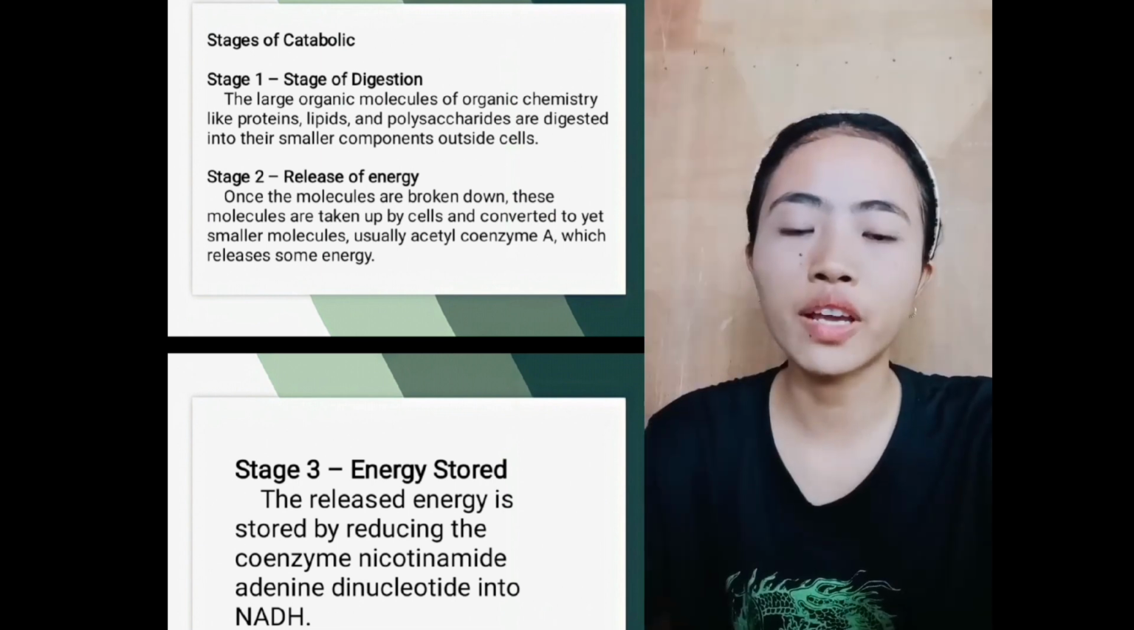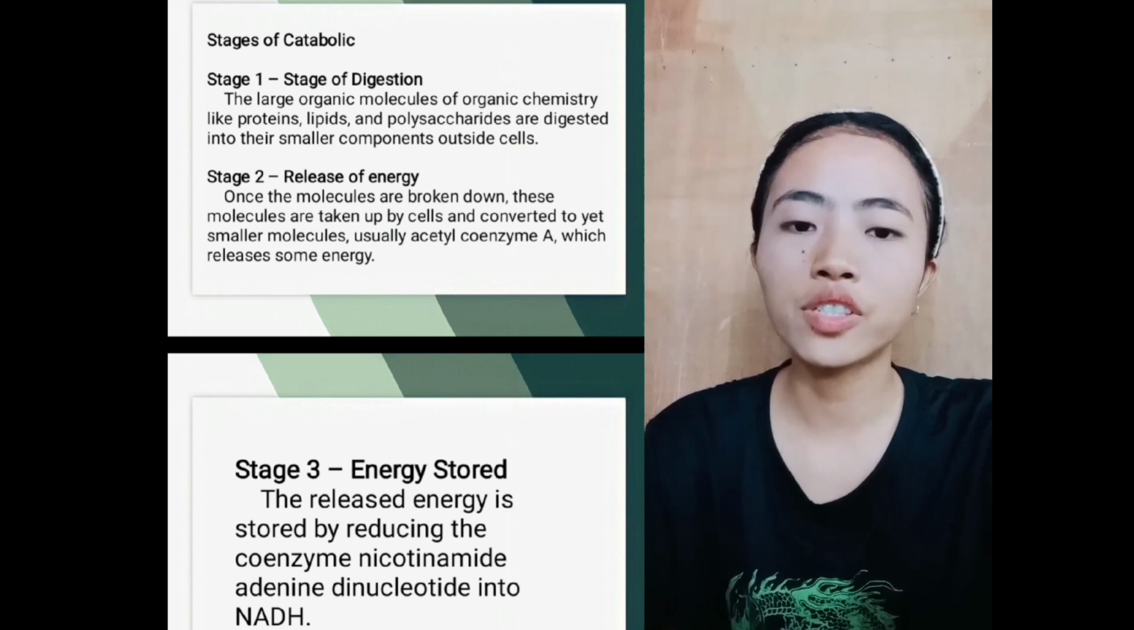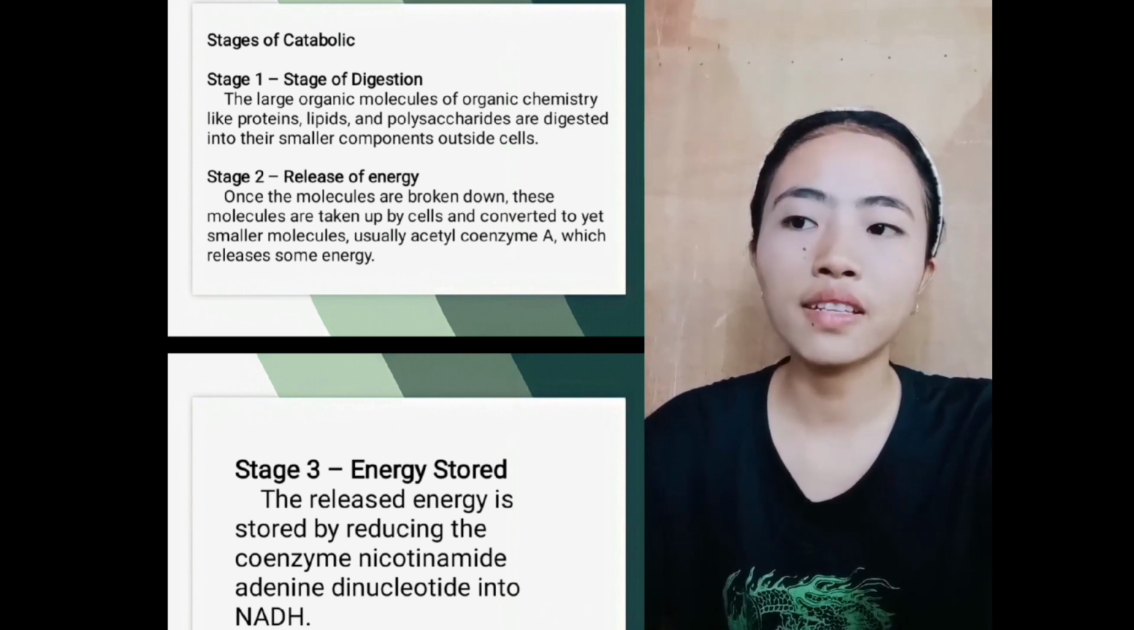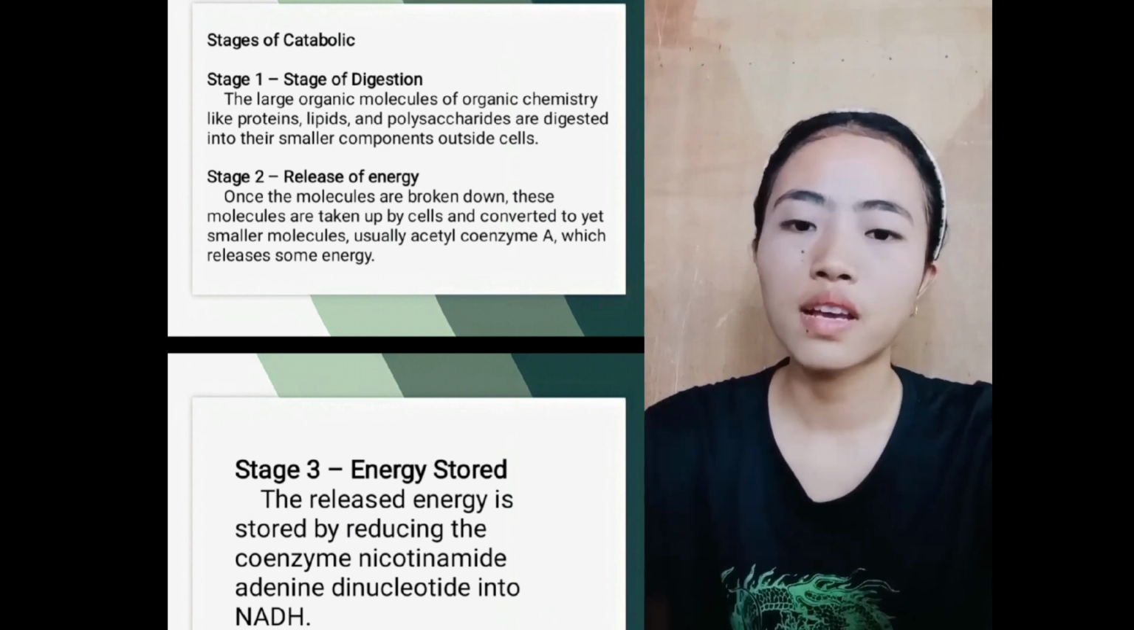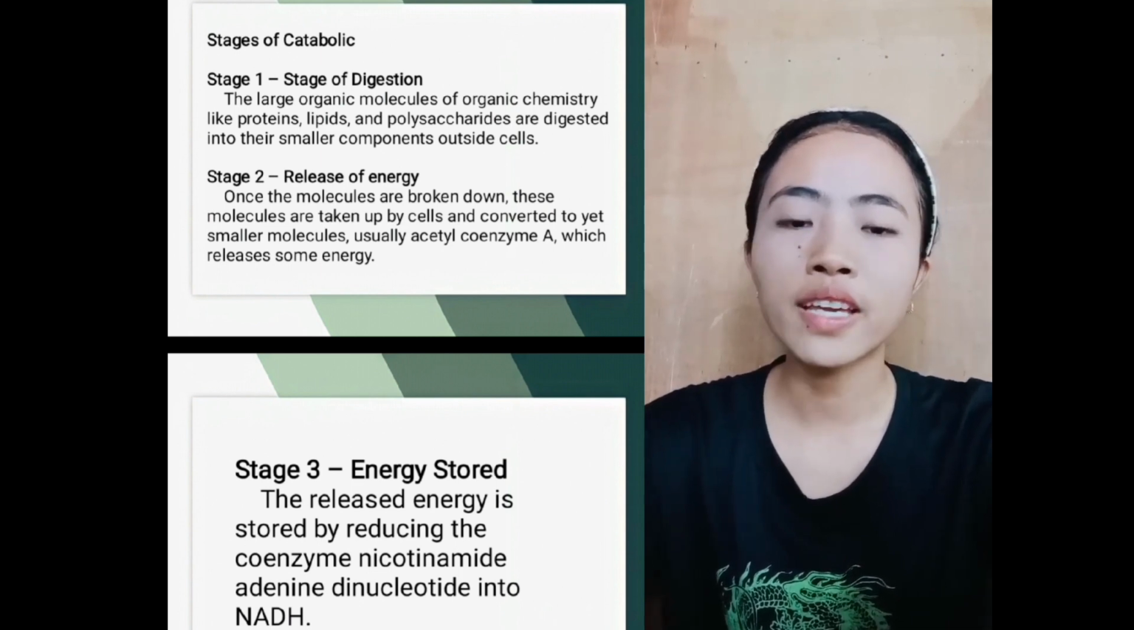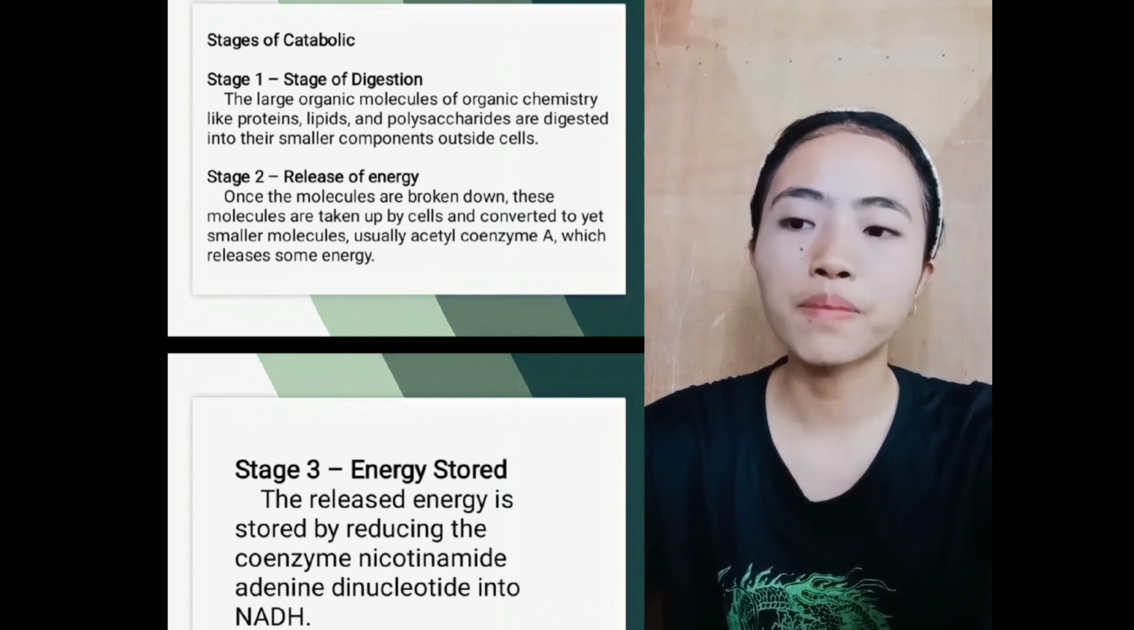Lastly is stage 3, energy stored. NADH stands for nicotinamide adenine dinucleotide plus hydrogen. So ito ay natural na nangyayari sa katawan ng tao and importante siya sa pagbuo ng energy. Taking NADH supplements might affect blood pressure and have other effects. The energy released from this is stored in ATP by reduction of the NADH in the electron transport chain. This process is called oxidative phosphorylation and releases carbon dioxide as a waste product.